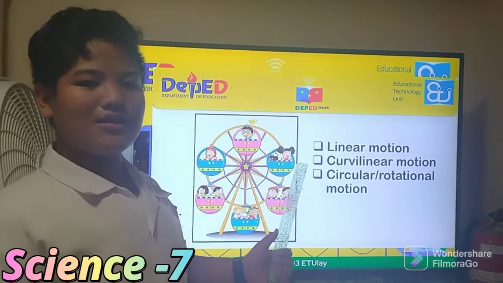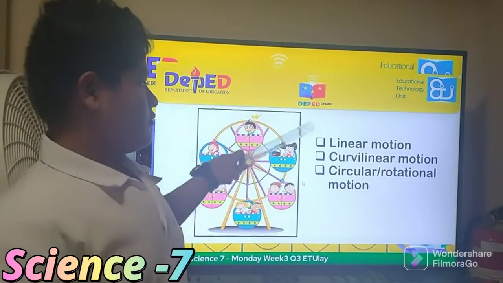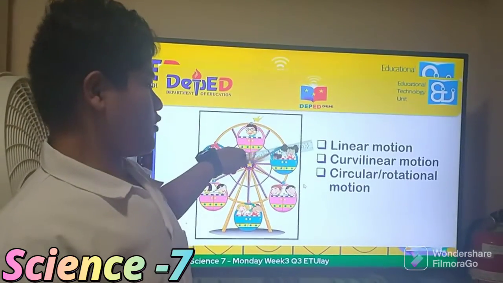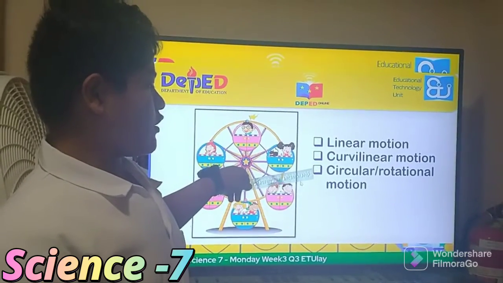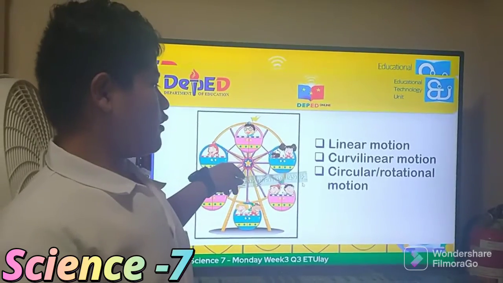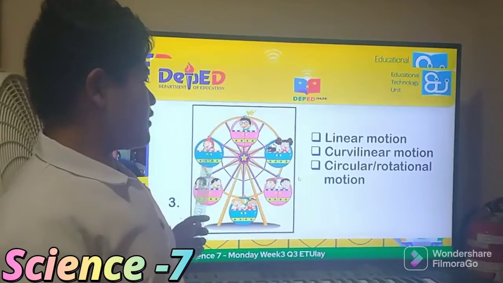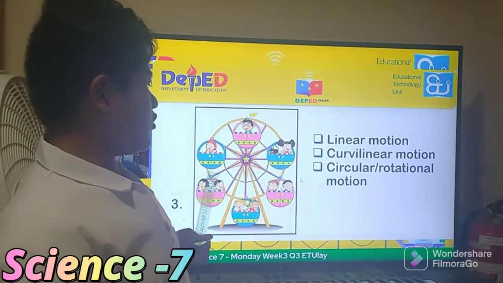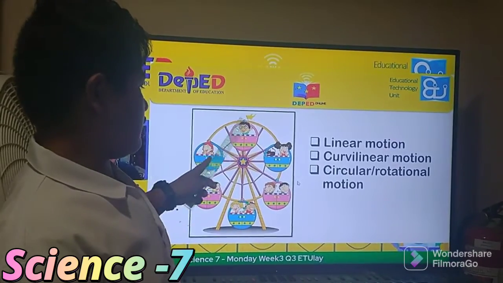Another example is this. What kind of motion is this? Is it linear motion, curvilinear motion, circular rotational motion? If your answer is circular rotational motion, yes, you are correct. This is an example of circular rotational motion. You can see the circular rotational motion.